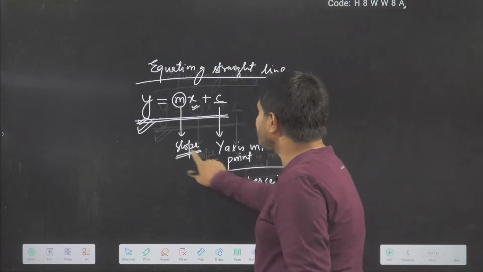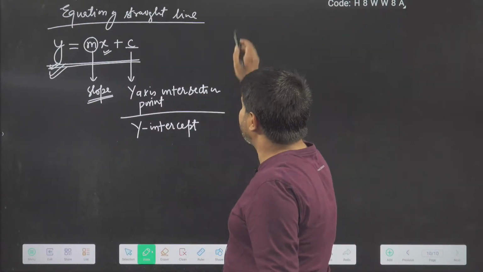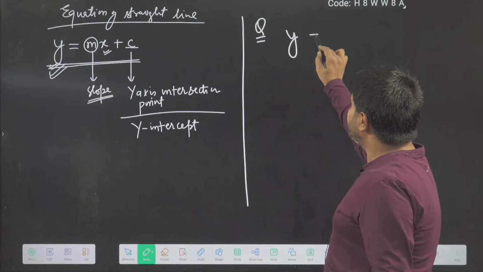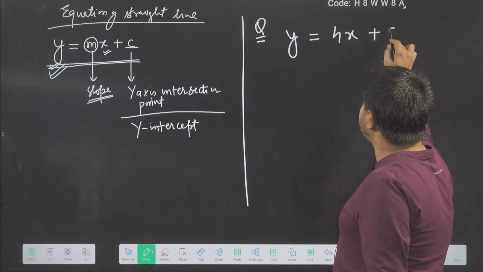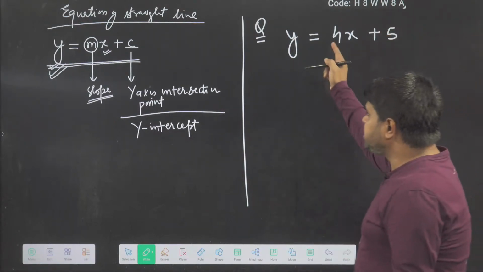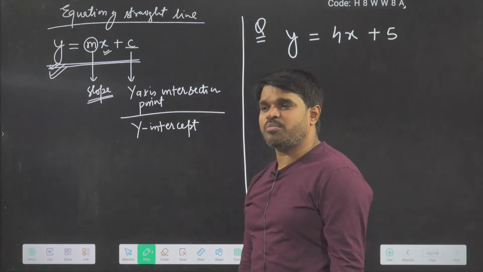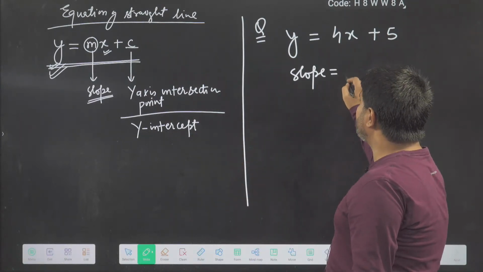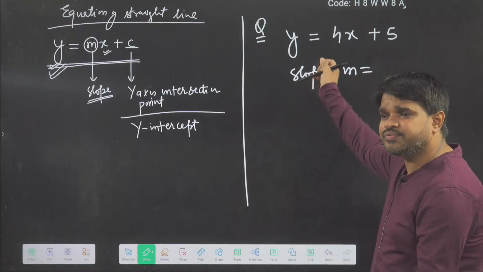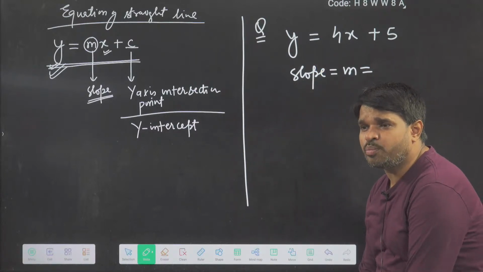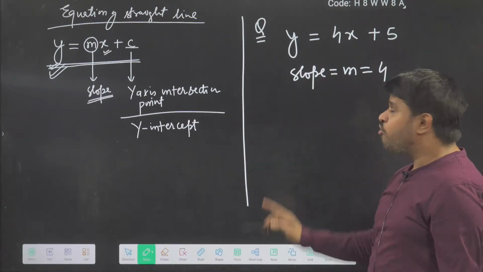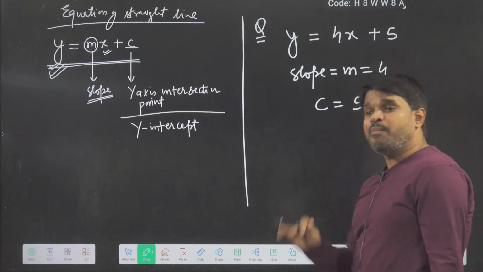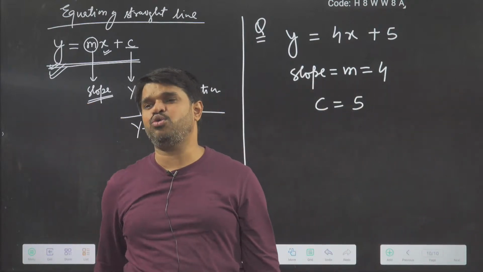First of all, let me write a direct equation for you. Suppose the equation is y equals 4x plus 5. This equation directly matches this form. So if I ask what is the slope value, slope is m. What is the slope here? 4. Good. What is the value of c here? 5. The meaning of c we are going to discuss later on.